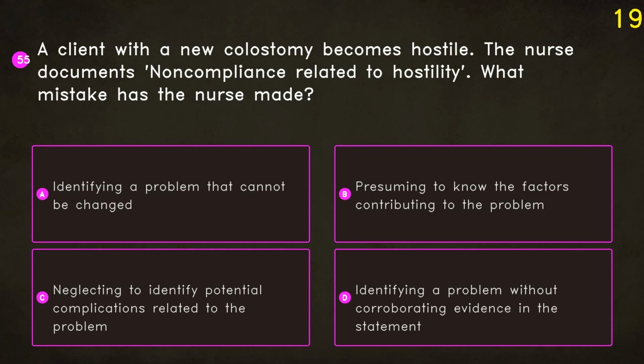A. Identifying a problem that cannot be changed. B. Presuming to know the factors contributing to the problem. C. Neglecting to identify potential complications related to the problem. D. Identifying a problem without corroborating evidence in the statement.